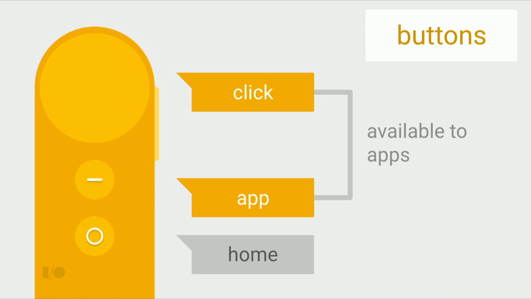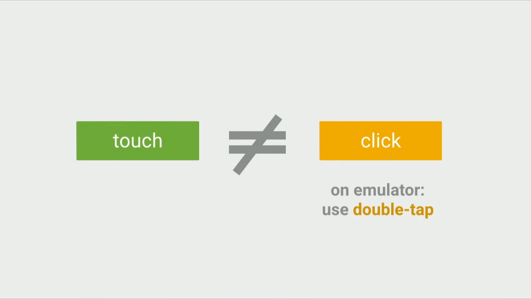So the click and the app buttons are available to your app, and you can implement anything you want with them. Typically, clicker will be the primary action in your app, like painting, drawing, shooting, selecting, grabbing, or anything like that. And the app button will be some secondary action or to bring up a menu. So once again, touch is different from click, and this is a very important point. And on the emulator, since there's no such thing as clicking a touchpad screen, a smartphone screen, you actually double tap to emulate the click.